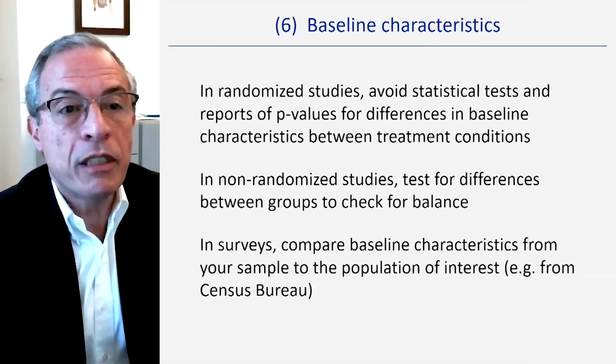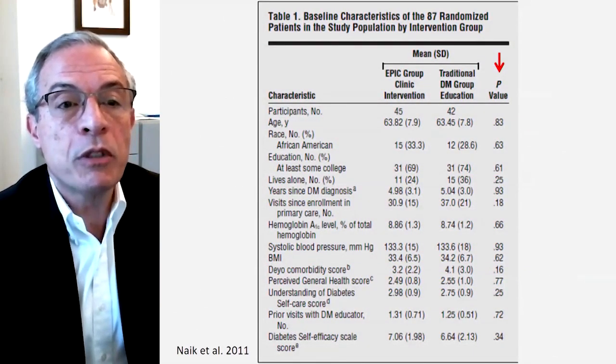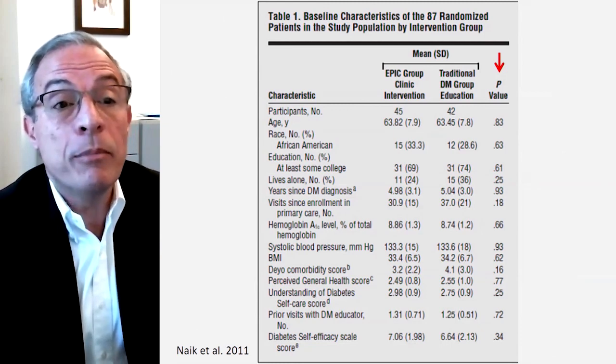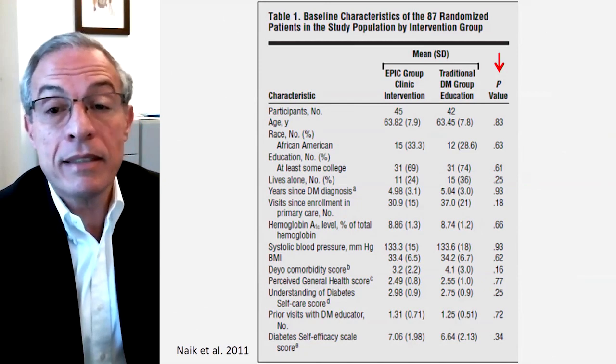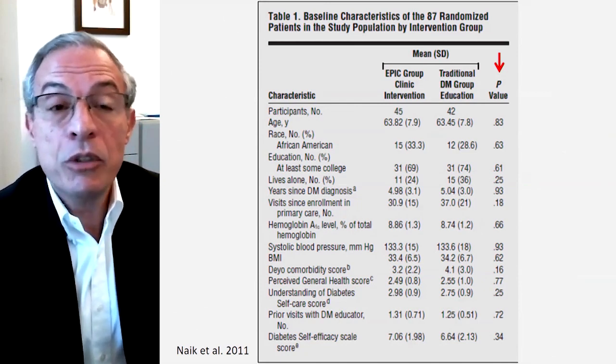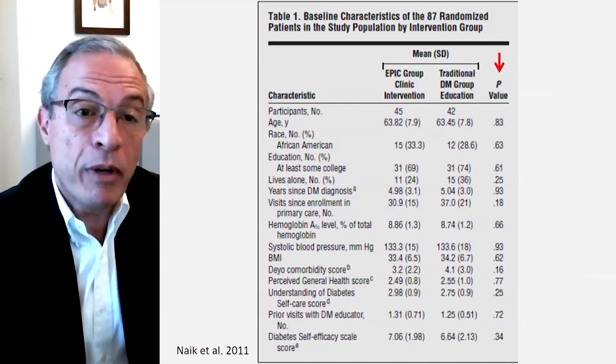So I'm just going to give you something here. For example, a clinical trial with 2 groups. And this is table 1, baseline characteristics, and they do p-values. And that's not really necessary. No need to test for baseline characteristics in a randomized trial.